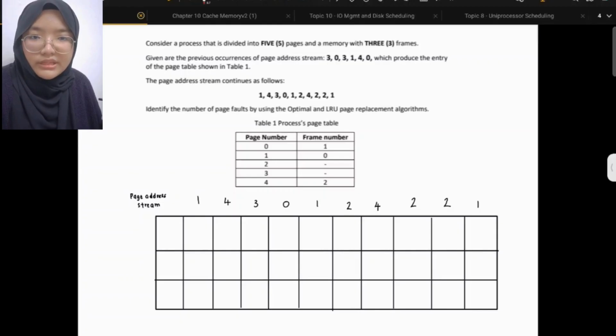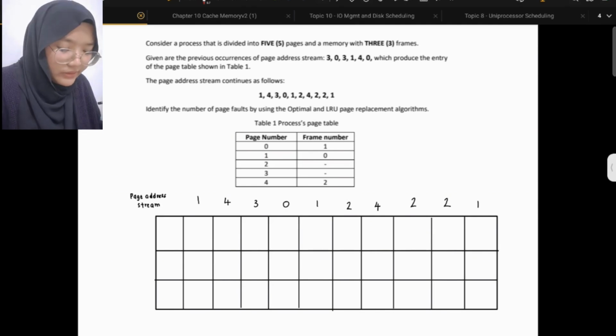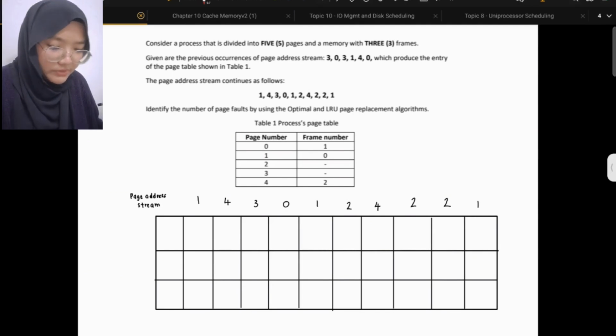Assalamualaikum warahmatullahi wabarakatuh. My name is Alicia Mansur binti Sakra, and I'm going to present to you about the LRU page replacement algorithm. The meaning of LRU is least recently used.